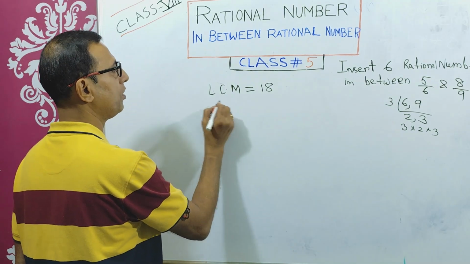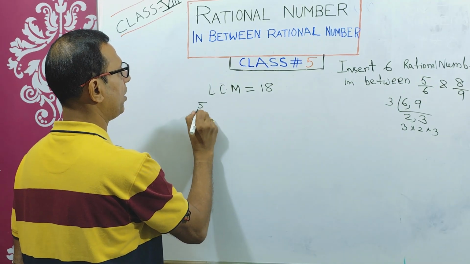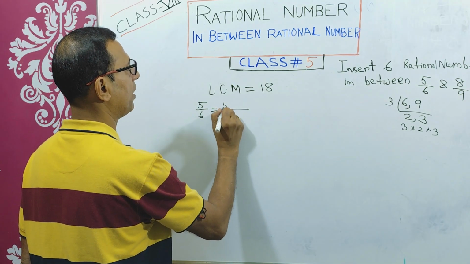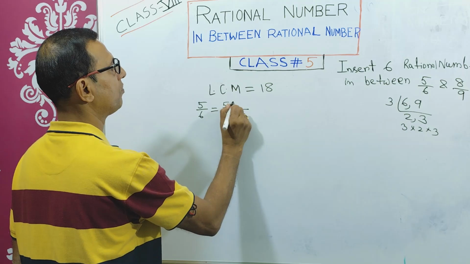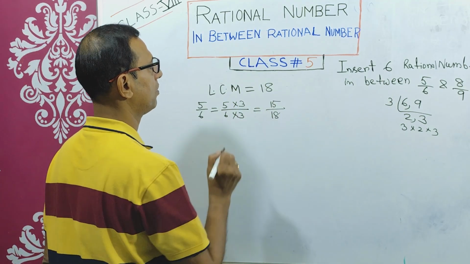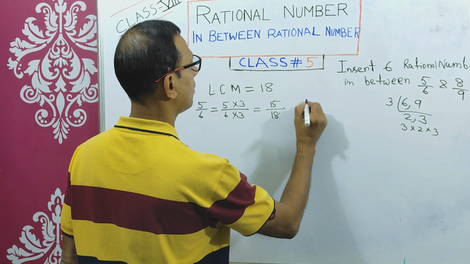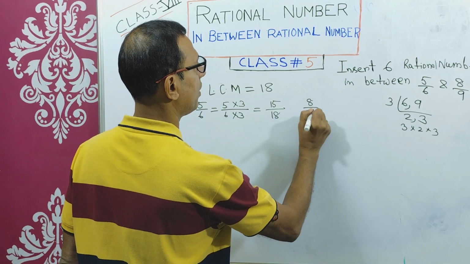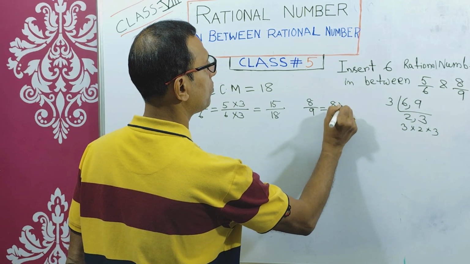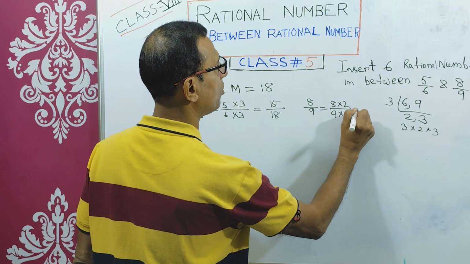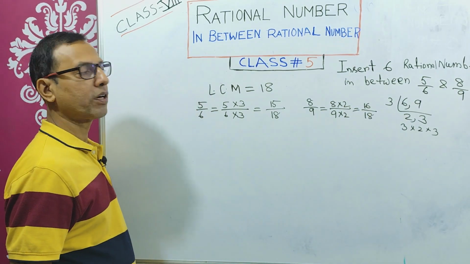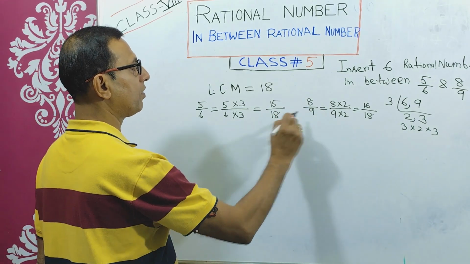So now you need to express 5 by 6 with this denominator. 5 by 6 into 3, 5 into 3 equals 15 by 18. Another one is 8 by 9. 8 by 9 into 2, you need to multiply with 2 to make the denominator 18, so 16 by 18. Okay, we have covered step number 1.